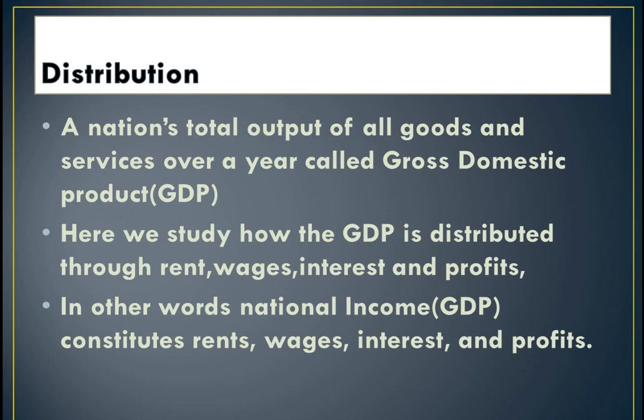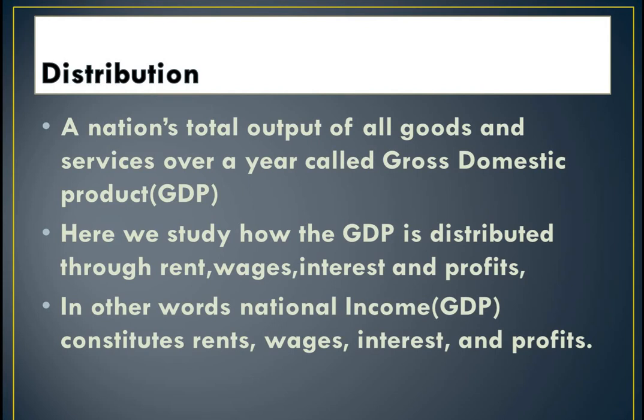So going back to the last class, who will get the rent? What factor will get the rent? Land will get the rent. And who will get the wage? Labor will get the wages. And capital will get the interest, and the organization will get the profit. This is how the GDP is distributed.